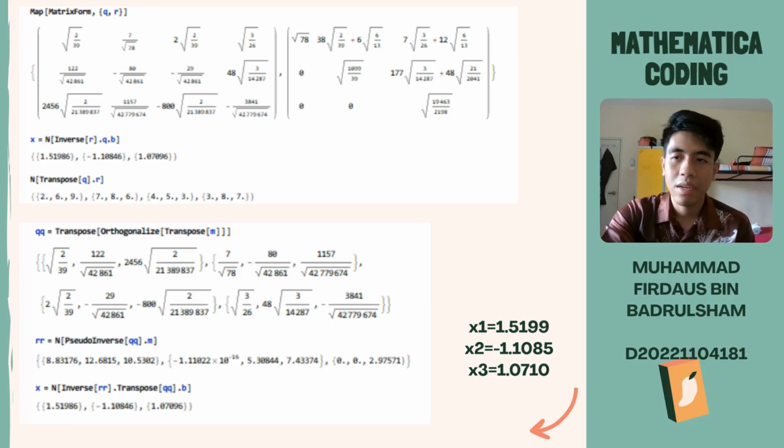Finally, I derive the RR matrix using the pseudo-inverse of my manual QQ matrix, solving for x using the alternative to get the exact same numerical result, confirming that our least square solution is accurate across different methods. So, for the final answer from Mathematica, I get x1 equals 1.5199, x2 equals negative 1.1085, and x3 equals 1.0710.